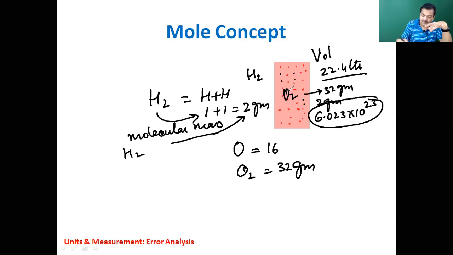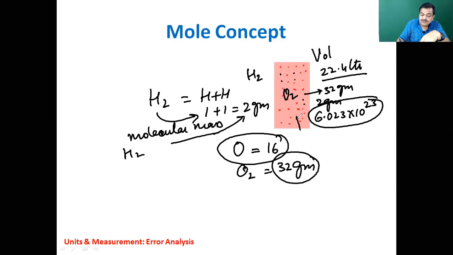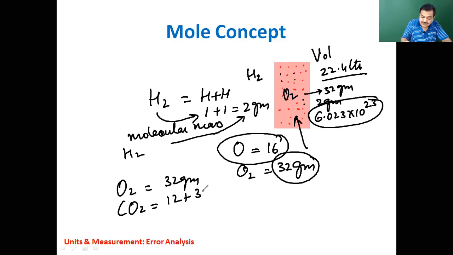Okay, now if you take O2 gas, it contains 2 atoms of 16. It means oxygen 16, 2 into 16 means 32. So it contains 32 grams of oxygen gas. Got it? So 1 mole of oxygen gas is 32 grams. If you take carbon dioxide, 1 mole is carbon 12 plus oxygen O2 32, it is 44 grams.